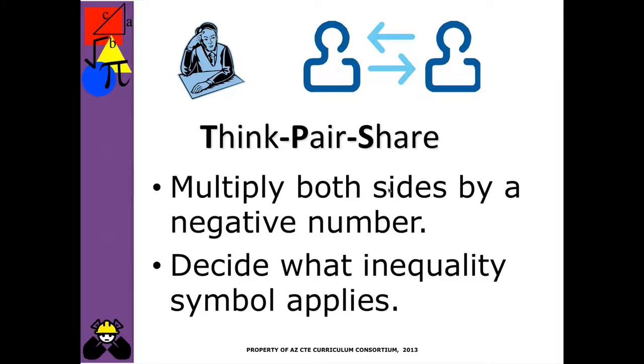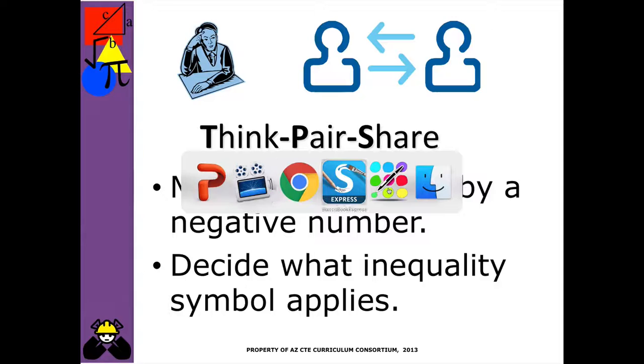All right, so what we're going to do here is we're going to think pair share. You're going to take that statement, -3 is less than 6, multiply both sides by a negative number, and decide which inequality symbol applies. Teacher, pause the video. Please know it doesn't matter which negative number you multiply both sides by, and I'll meet you back here in a minute. Welcome back. Let's go to our slates, and let's take a look at this.